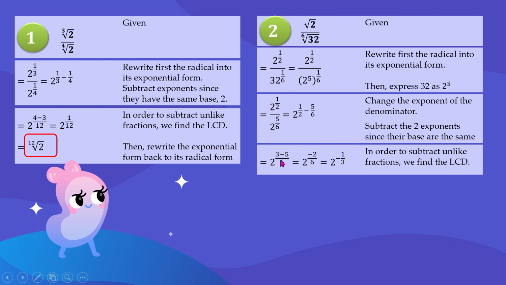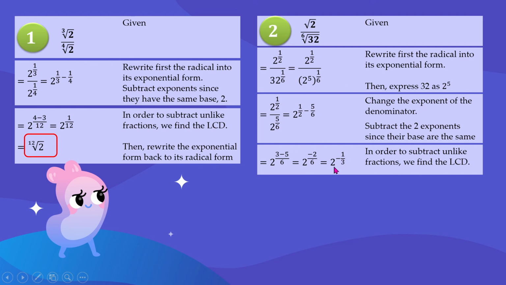So we copy base 2, exponent this one. The LCD of 2 and 6 is 6. 6 divided by 2, the first denominator, is 3. 3 times 1 is 3. 6 divided by 6, the second denominator, is 1. 1 times 5 is 5. So 3 minus 5 is negative 2 over denominator 6. Now, if you reduce it, it is divisible by 2.